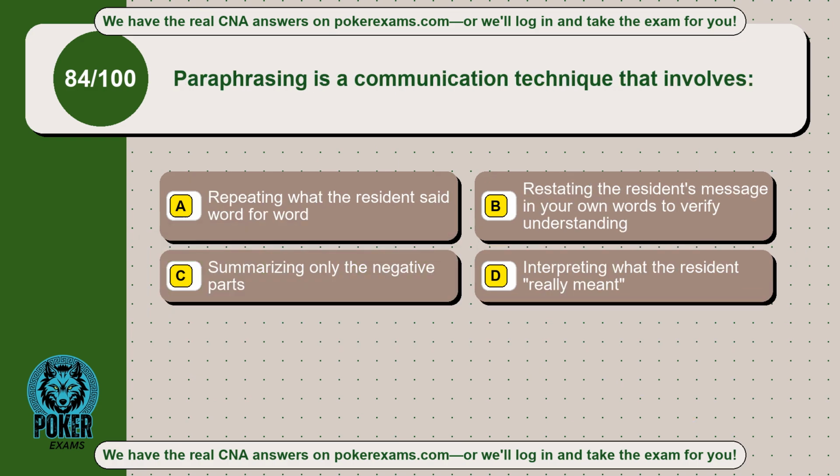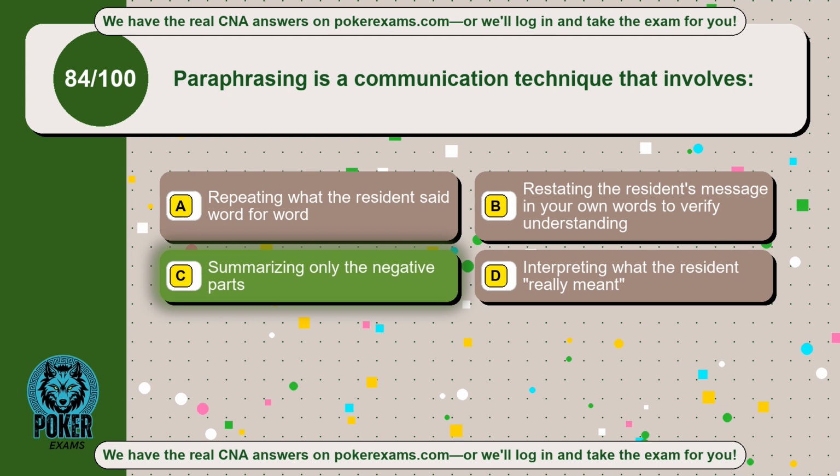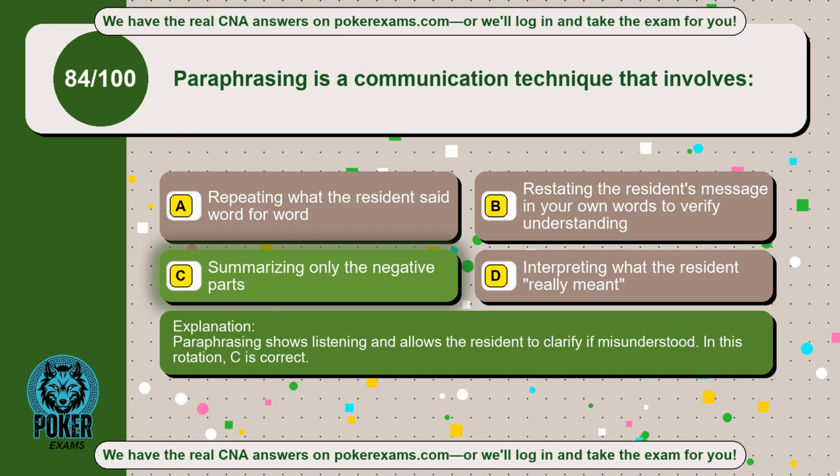Question 84. Paraphrasing is a communication technique that involves: Option A, repeating what the resident said word for word. Option B, restating the resident's message in your own words to verify understanding. Option C, summarizing only the negative parts. Option D, interpreting what the resident really meant. The correct answer is option C, summarizing only the negative parts. Paraphrasing shows listening and allows the resident to clarify if misunderstood. In this rotation, C is correct.